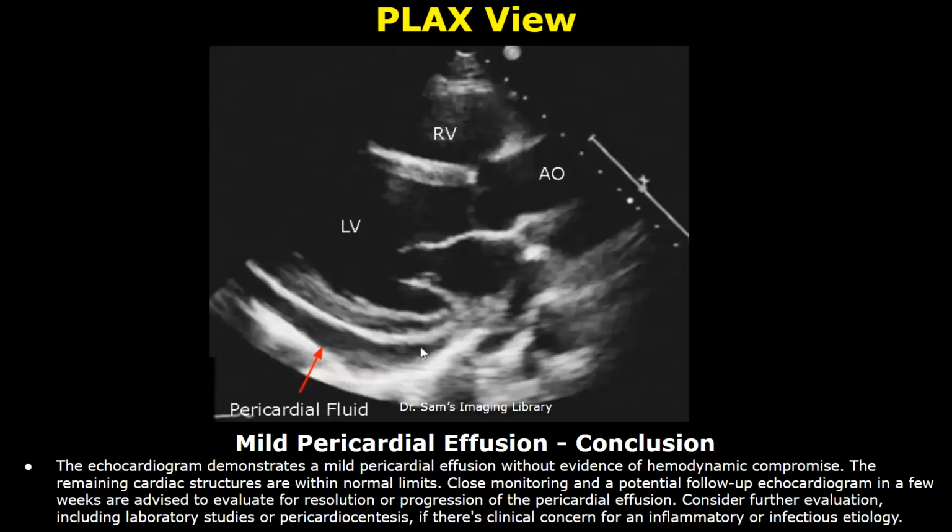Close monitoring and a potential follow-up echocardiogram in a few weeks are advised to evaluate for resolution or progression of the pericardial effusion. Consider further evaluation, including laboratory tests or pericardiocentesis, if there is clinical concern for an inflammatory or infectious etiology.